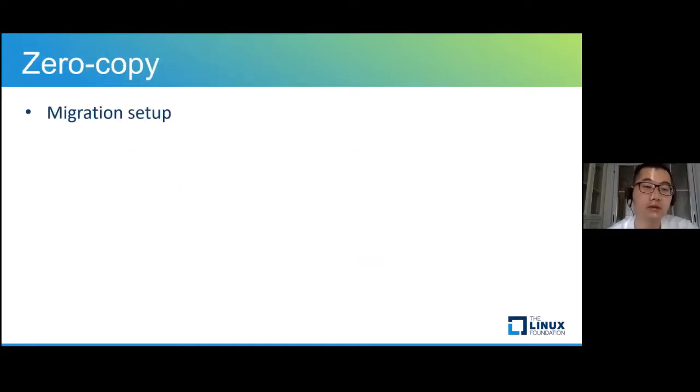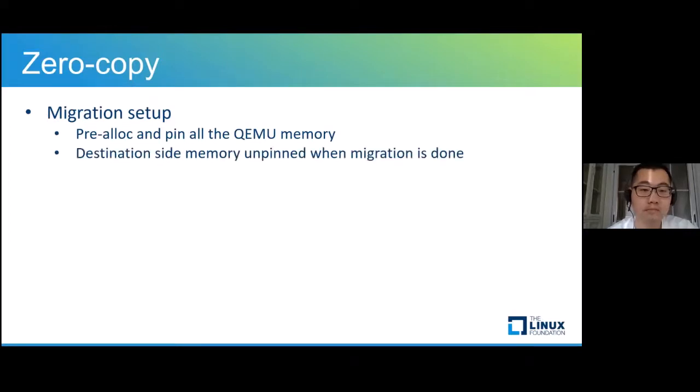I will introduce more details about those three features. So for zero copy, at the migration setup step, the migration thread needs to pre-allocate and pin the guest memory. This is to prevent the memory from being swapped out during migration. On the destination side, the memory will be unpinned when the migration is done. But this is not needed in the future when we have a VFIO based driver. I will introduce that in our future work.